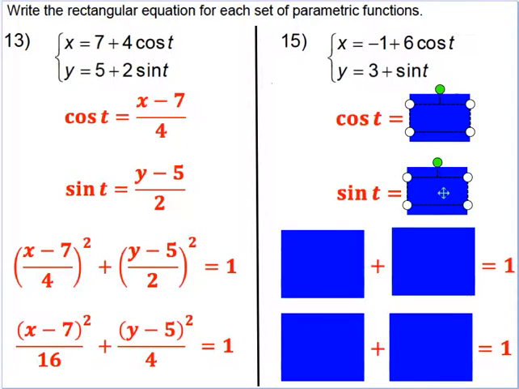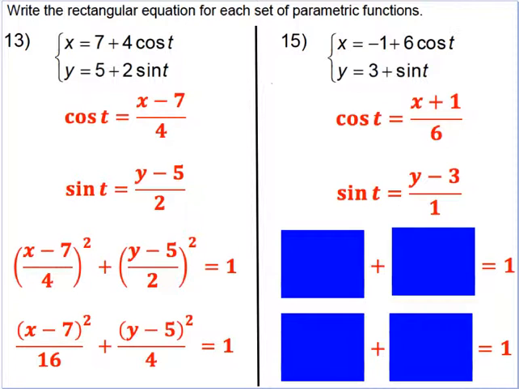Okay, same thing for 15. Solve for cosine, solve for sine. Pretty easy. You get x plus 1 divided by 6 and y minus 3 divided by 1. The reason why I'm showing you this is, yes, I know that most of the time when you're dividing by 1, you don't have to actually put divided by 1 there. We already know. But because of what we're going to be doing later on in this unit, I want you to go ahead and leave the divided by 1 there.